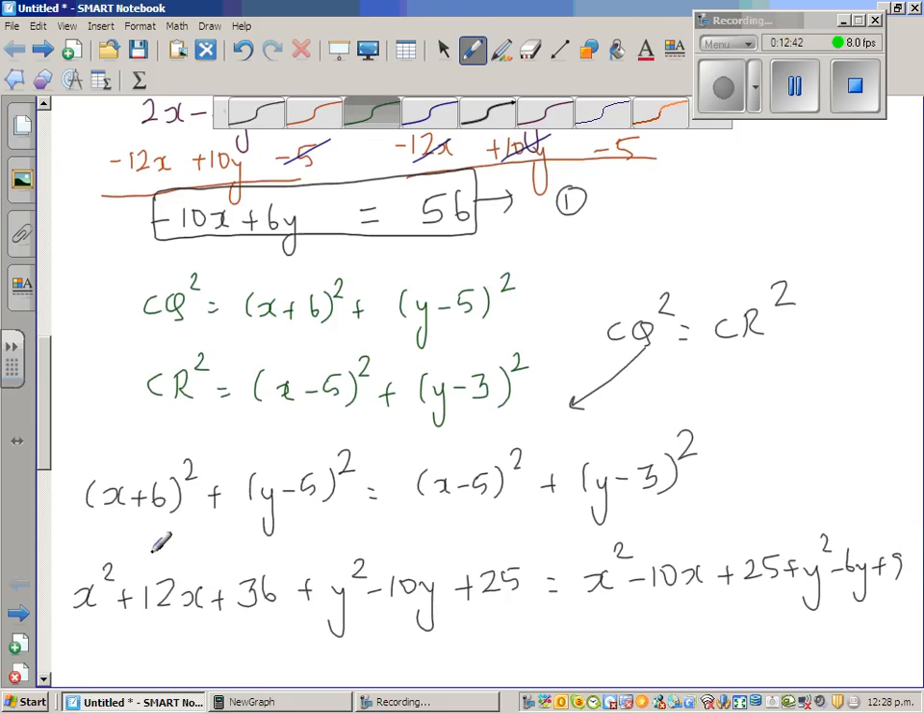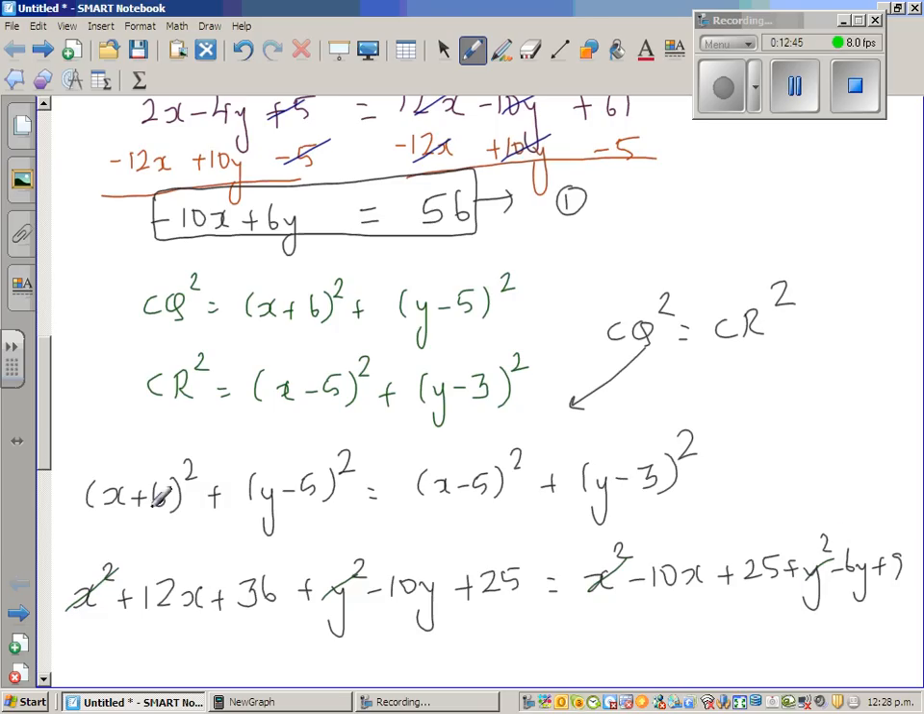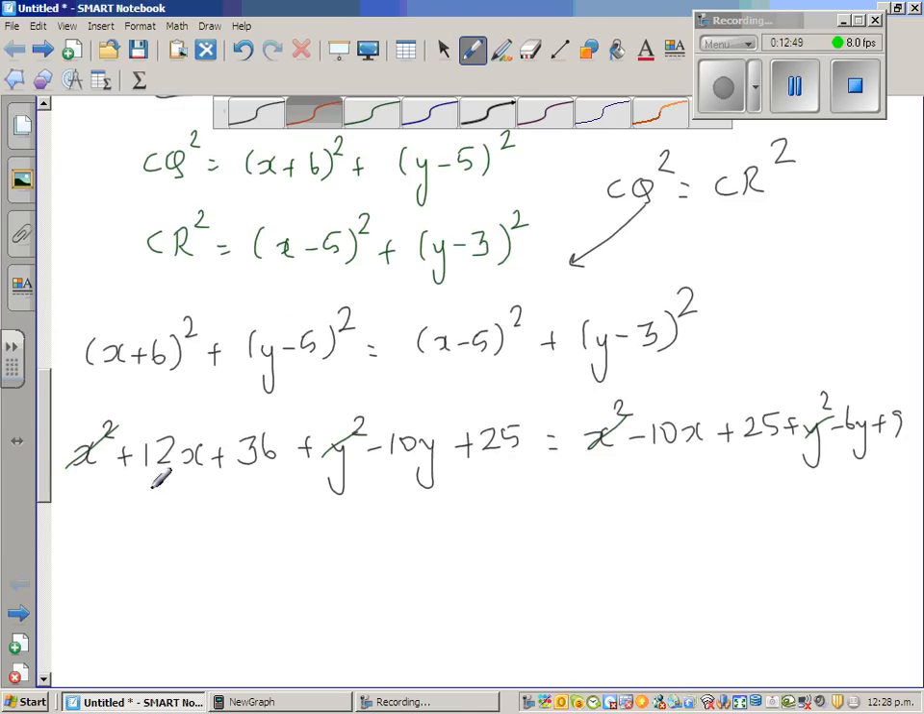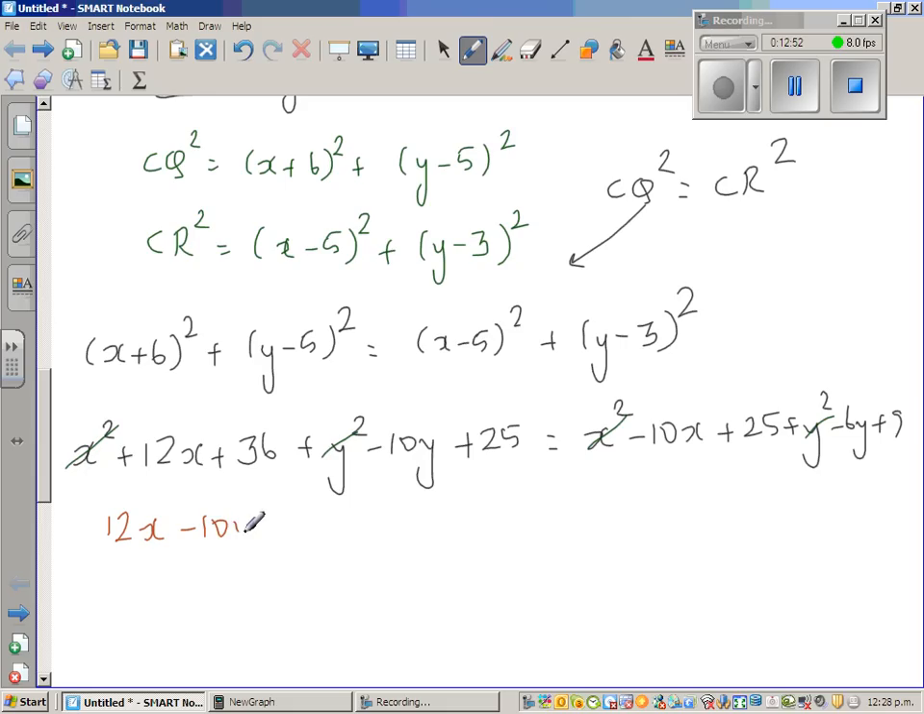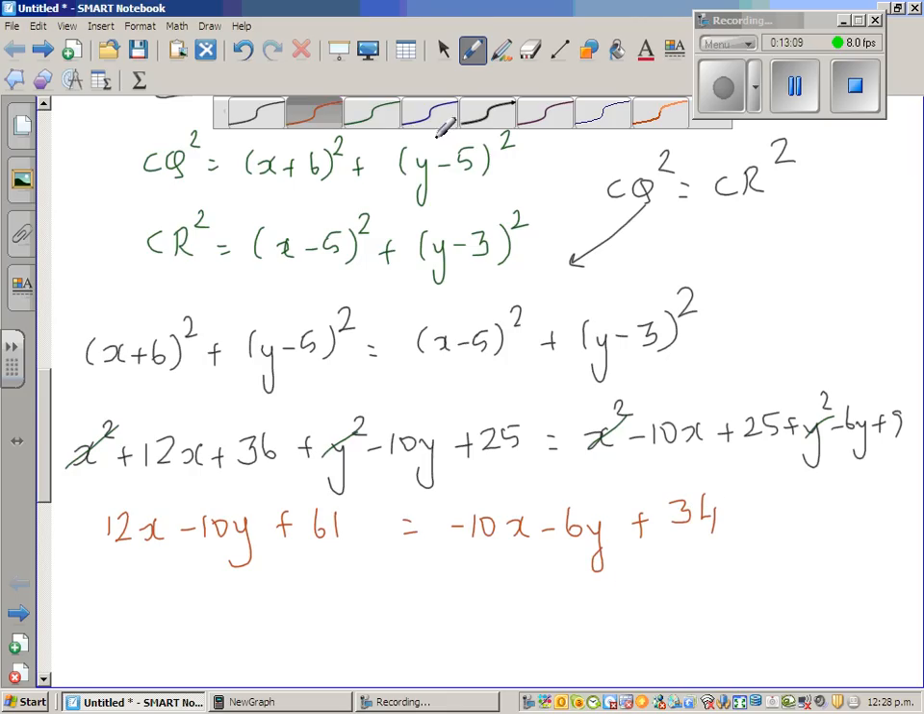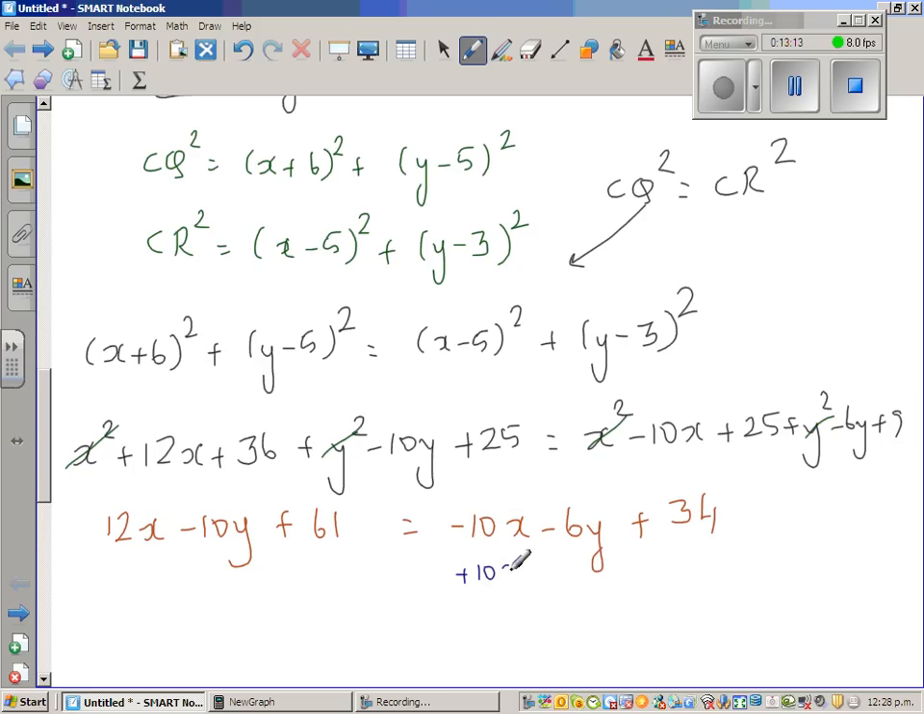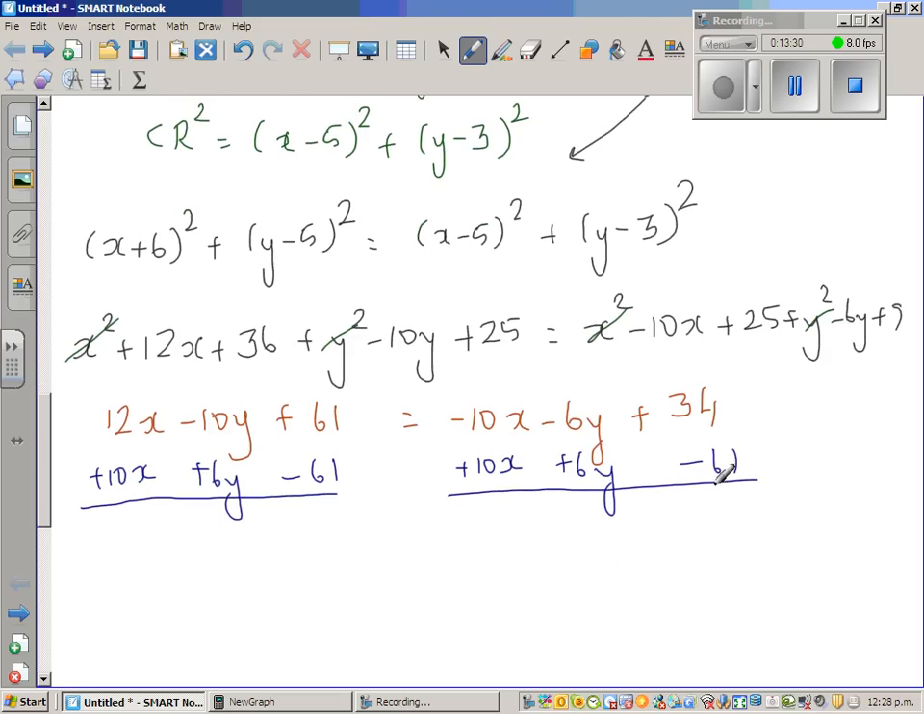So let us do the cancellations. x squared, y squared cancels with x squared, y squared. So what is left is 12x minus 10y plus, this is 50 again 61, the same thing. This is minus 10x minus 6y plus 25, so this is 34. Hopefully I'm not doing some silly mistakes, so let us see. So this is minus 10x, so I'm going to add 10x to both sides. I'm going to add 6y to both sides. I'm going to take away 61 from both sides. I want to make an equation of two variables.